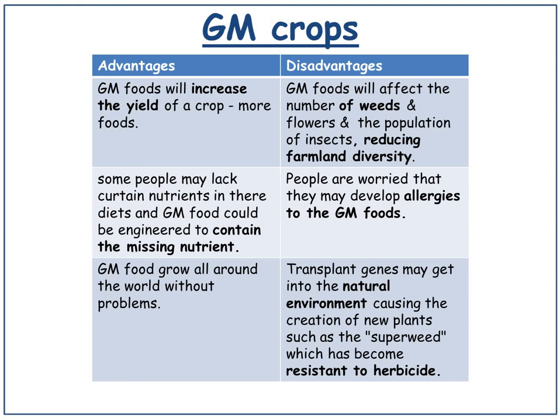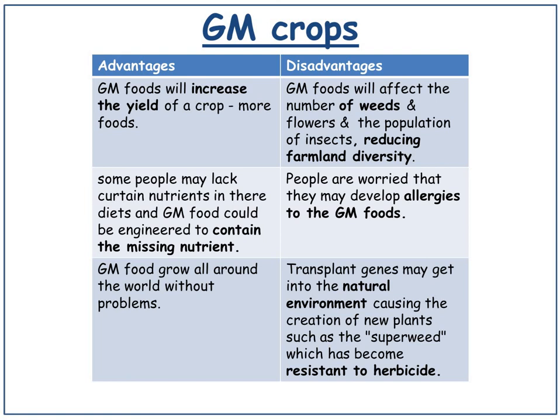Advantages and disadvantages of GM crops. So the advantages are GM foods will increase the yield of a crop, so you would get more food. Some people may lack certain nutrients in their diets, and GM food could be engineered to contain the missing nutrient. GM food grows all around the world without problems.